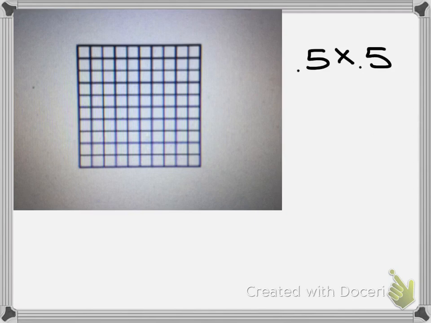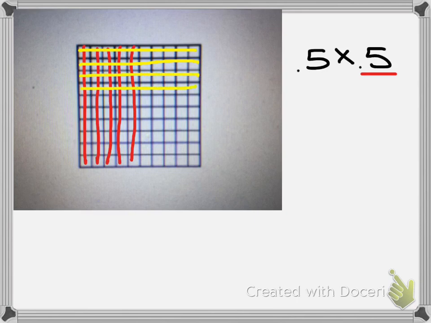Here we go. I'll start off by shading 5/10. There's 1/10, 2/10, 3/10, 4/10, 5/10. Very good. So I did that 5/10. Now let's shade 5/10 of those 5/10. So just like fractions, now we're going to go in the other direction and start shading 5/10 the other way. Here we go. 1/10, 2/10, 3/10, 4/10, 5/10. So now what I did is 5/10 of 5/10.